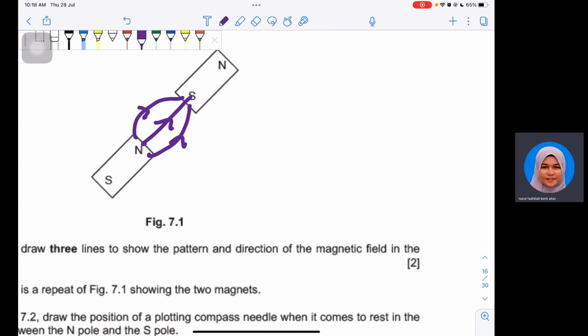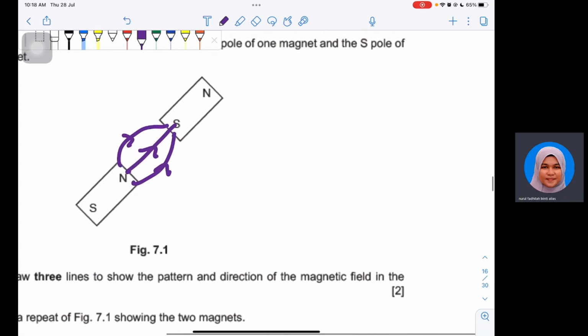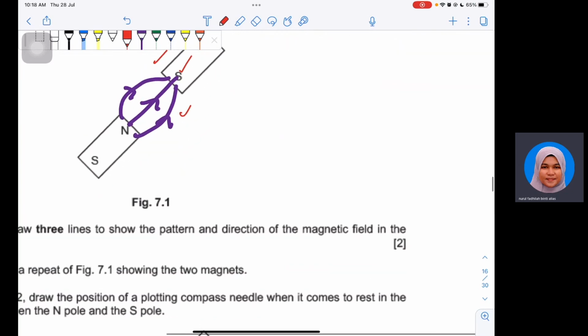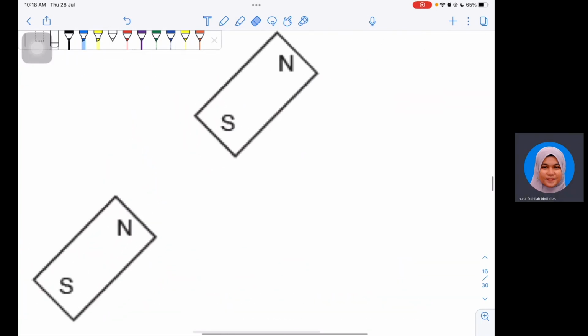IGCSE ni kalau banyak markah you dah tak tahu. Okay, 3 lines. Macam mana dapat 3 lines? Boleh dapat 3 lines tak ni? Kalau dalam betul-betul ni mungkinlah dia buat straight line. Okay, dapatlah 3, berapa markah? 2. Dapat 2 markah.